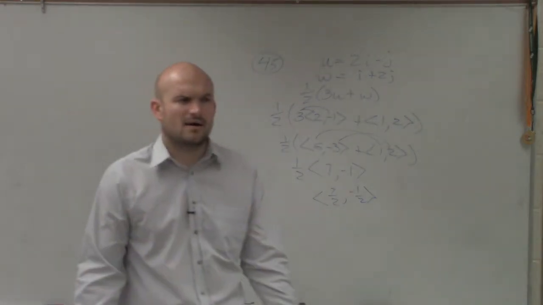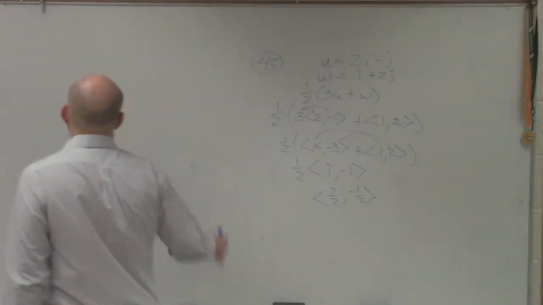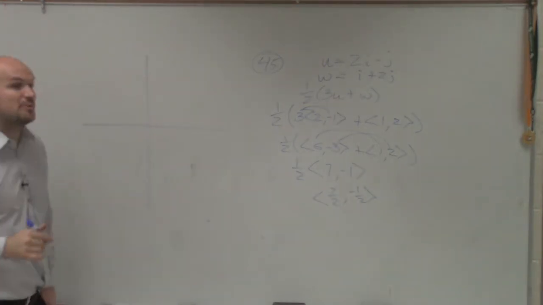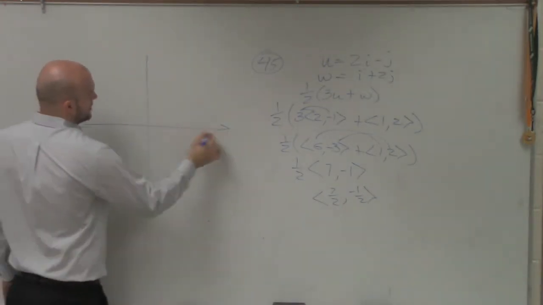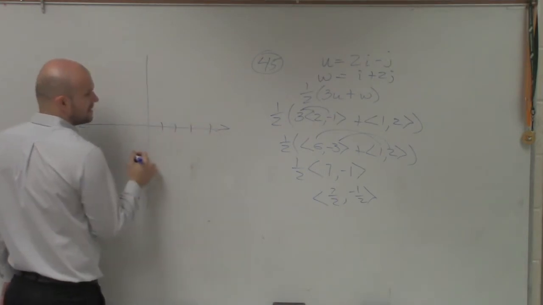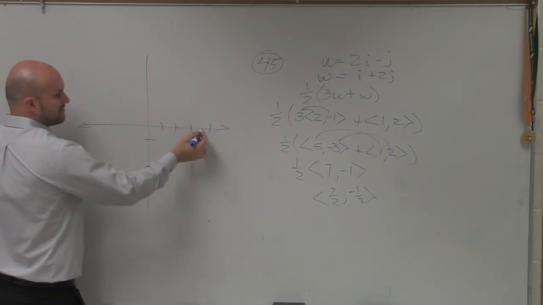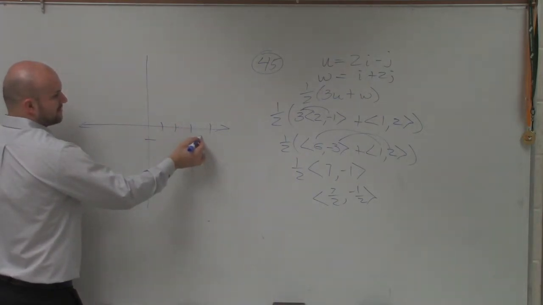Okay? So now how are we going to graph that? Well, 7/2 is pretty much the same thing as the decimal 3.5. So I go over 1, 2, 3, 4, and it's going to go down 1/2. So I go over 1, 2, 3.5, down 1/2. It's about right there.